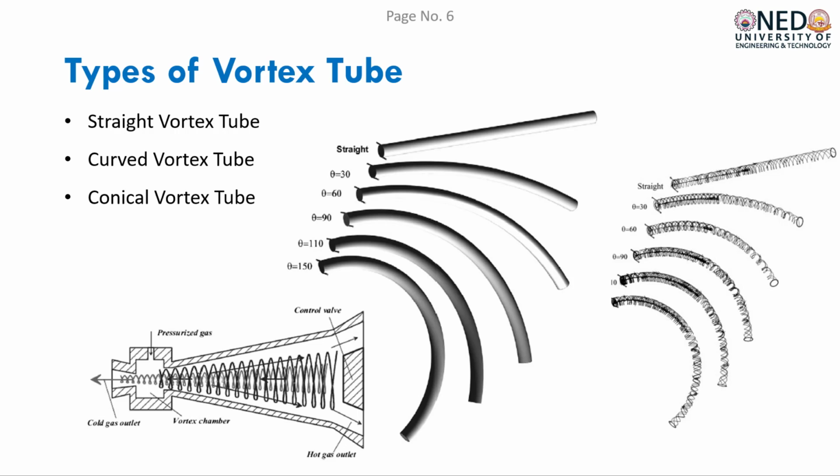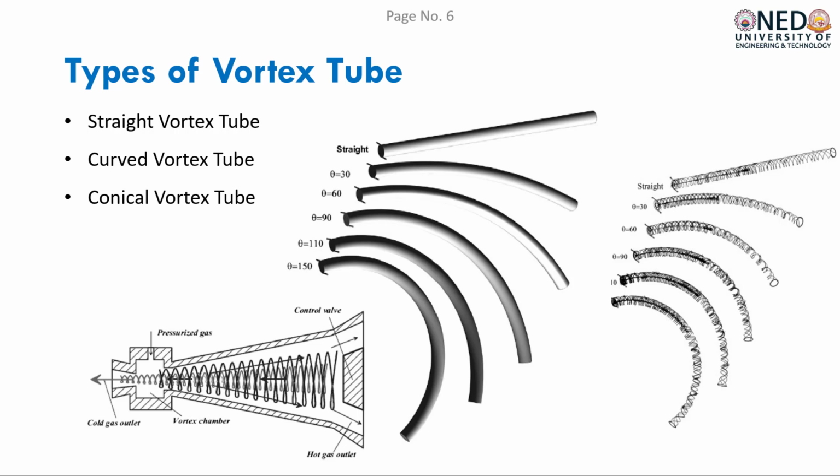There are three types of vortex tube invented so far according to geometric shape. Number 1, straight. Number 2, curved. And third one, conical vortex tube. The conical vortex tube has a divergent cone, which has already been optimized for small area application.